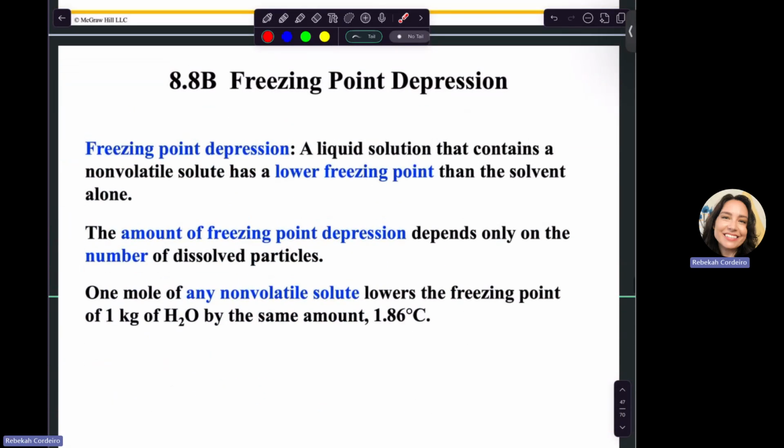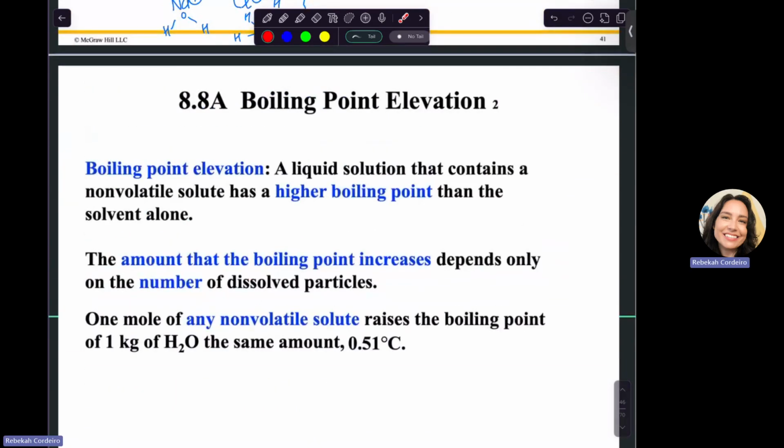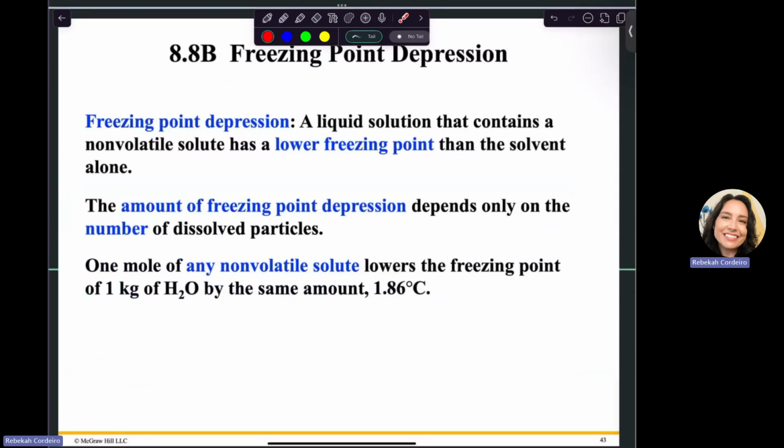Freezing point depression is just the opposite. It makes it harder to freeze. So boiling point elevation makes it harder to boil, so we have to have a higher temperature to do that. Freezing point depression makes it harder to freeze. It's got to be lower, got to be colder. So freezing point depression says that a non-volatile solute usually has a lower freezing point than the solvent alone. Sodium chloride, for example, is a solid at room temperature. Water is not.